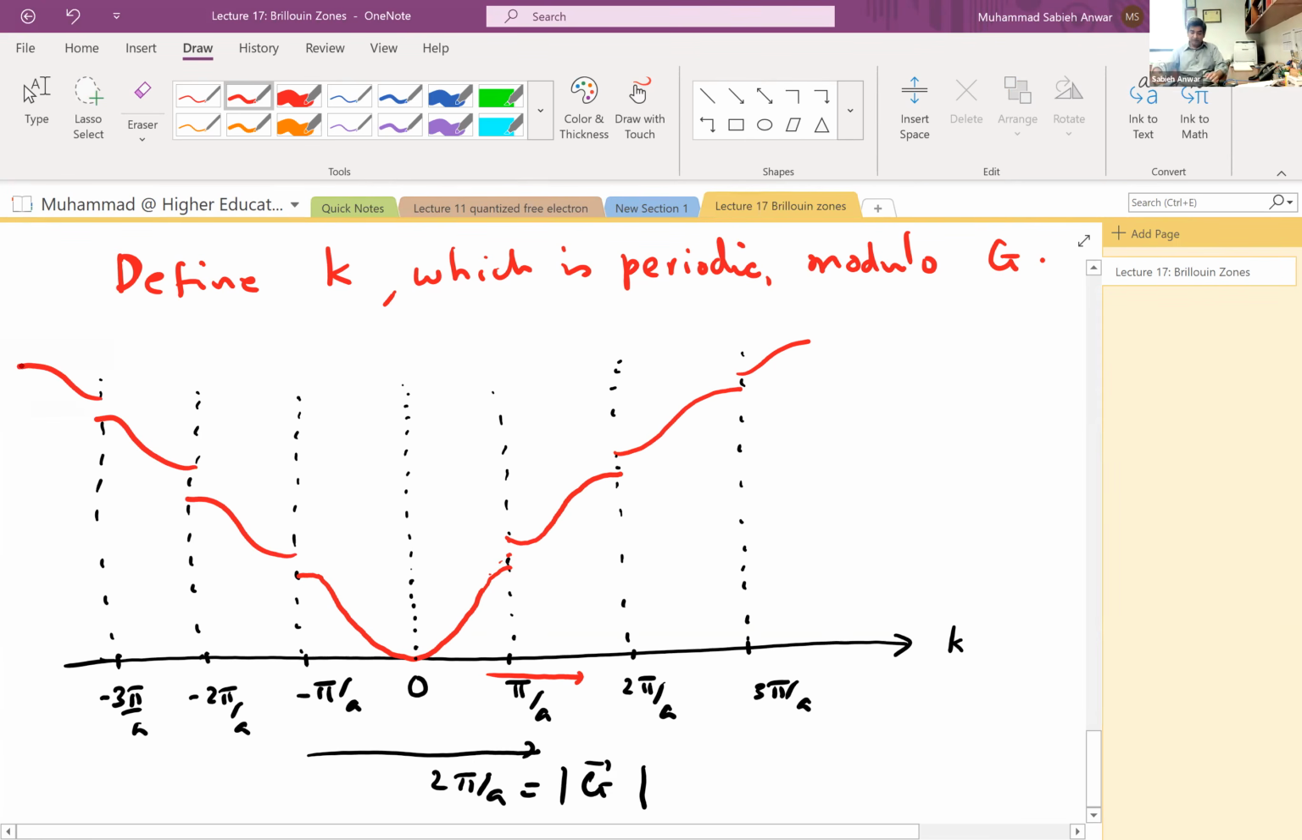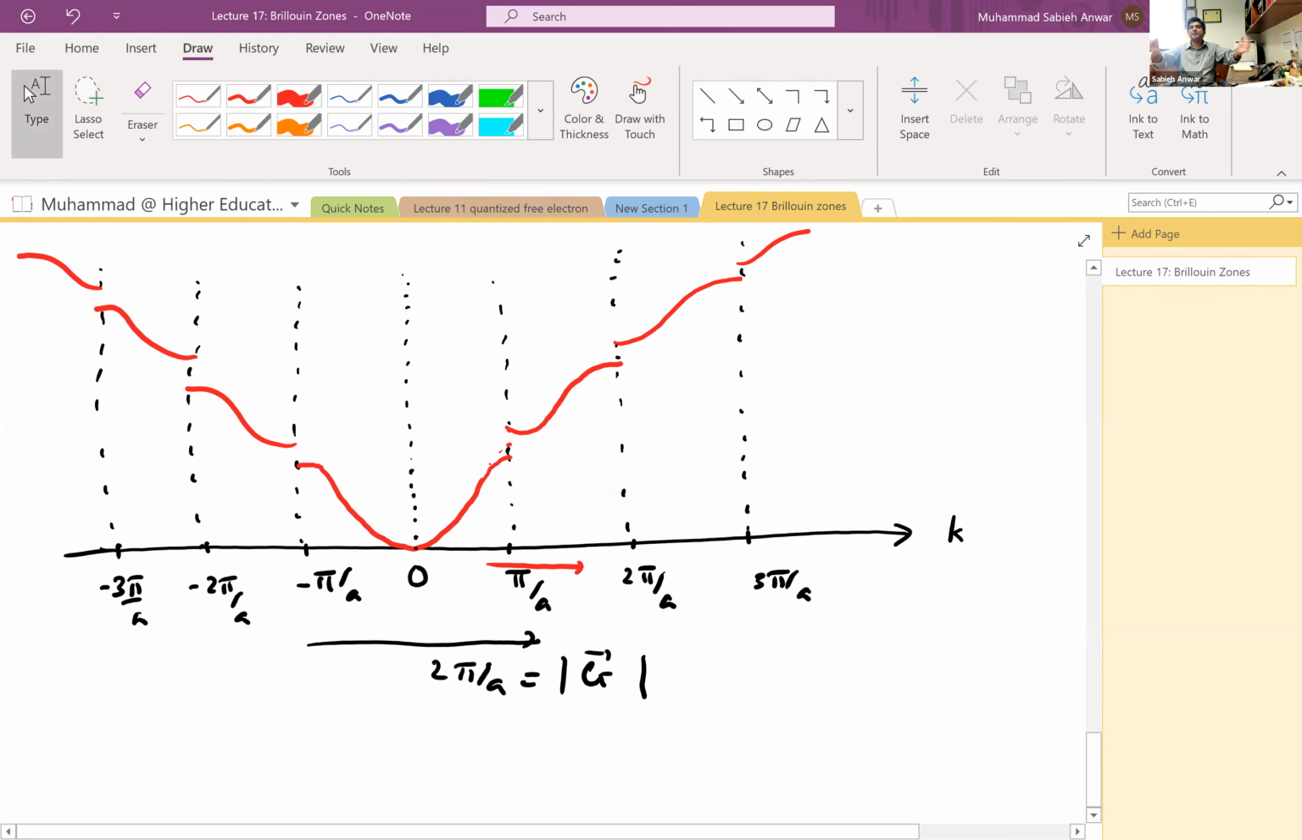This kind of diagram, a dispersion relationship which shows all the values of k from minus infinity to plus infinity and shows the energies, with energy on this axis as a function of k, is showing zones. These zones are called Brillouin zones. You can pronounce Brillouin in whatever fashion you prefer. So the K space is sectioned into Brillouin zones.